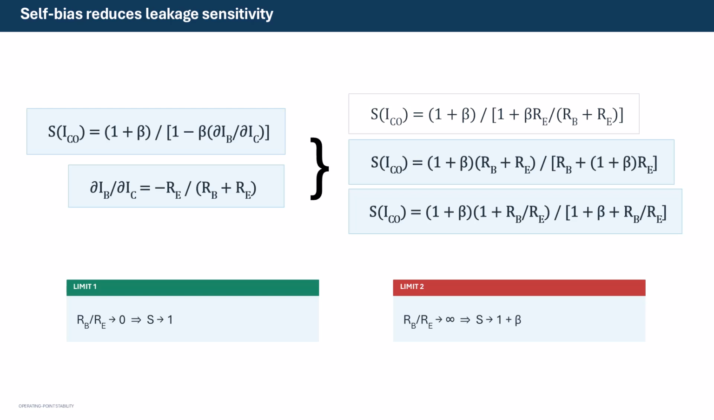The resulting equivalent forms show the roles of beta and the ratio of base resistance to emitter resistance. If that ratio approaches 0, the stability factor approaches 1, the best theoretical value for this model. If the ratio becomes very large, the factor approaches 1 plus beta, reproducing fixed bias behavior.